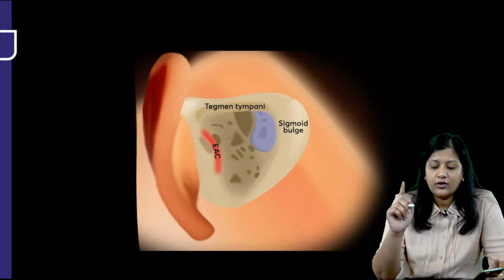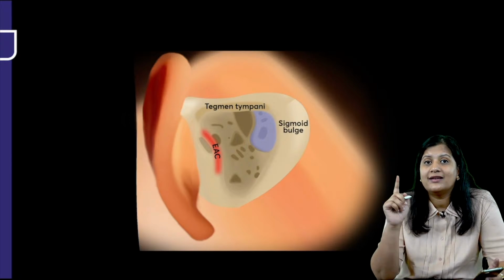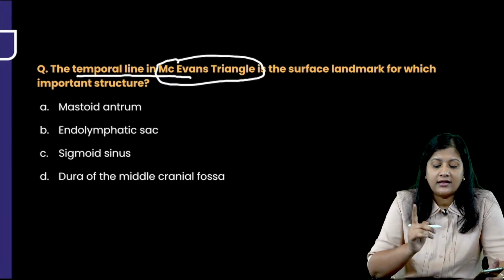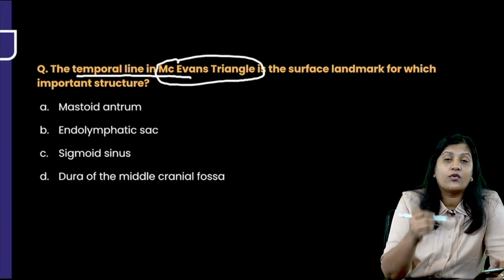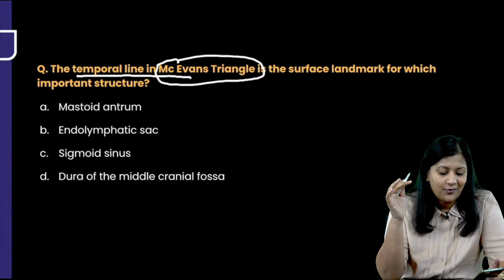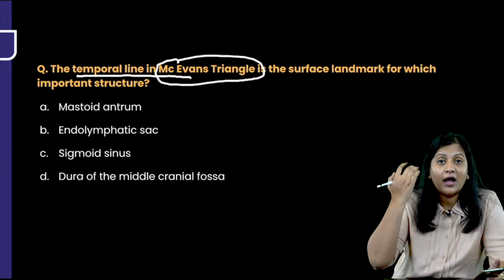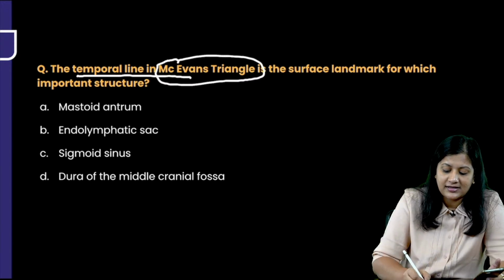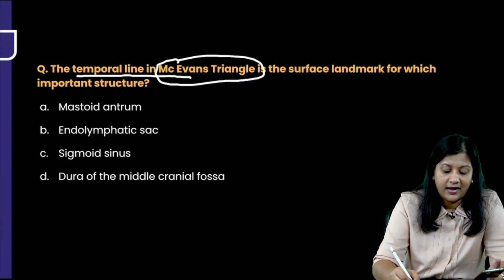So now that you know the importance of all the three lines and the structures they represent, go back to the question and answer this question. They're asking you temporal line. What does that temporal line or supramastoid crest represent? Now I want to see how many of you will answer. So supramastoid crest represents your tegmen.